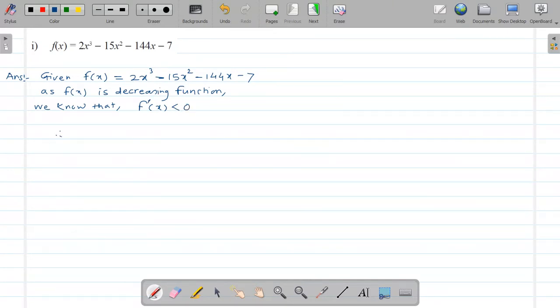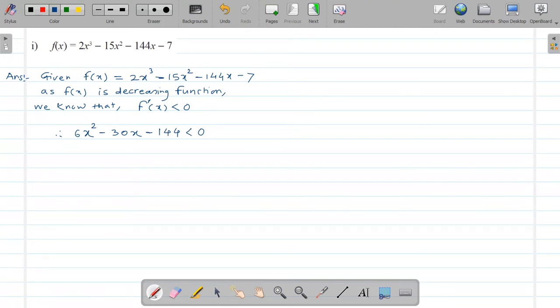Now we will continue with this step. Find out f dash x. Derivative of 2x cube gives 6x square, minus 15 times the derivative of x square, which is 2x, so 15 into 2 is 30x, minus the derivative of 144x, which is 144 because the derivative of x is 1, minus the derivative of 7, which is 0. So it must be less than 0 for all values of x.